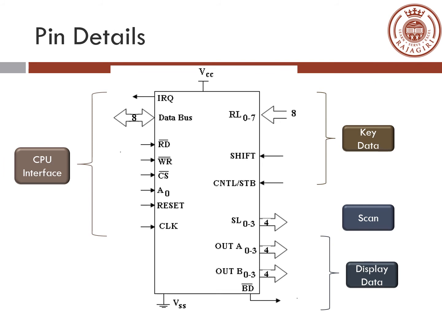The display section contains 8 output lines arranged in groups of 4, A0 to A3 and B0 to B3. These lines can be used in conjunction with the scan lines, the 16 scan lines coming from the decoder that's outside, for a multiplexed display. That is, these 8 lines are used to drive the 7 segments of the LED. The display can be blanked by using the BD line, and the section also includes a 16 by 8 display RAM. The microprocessor unit can read or write from any of these registers.